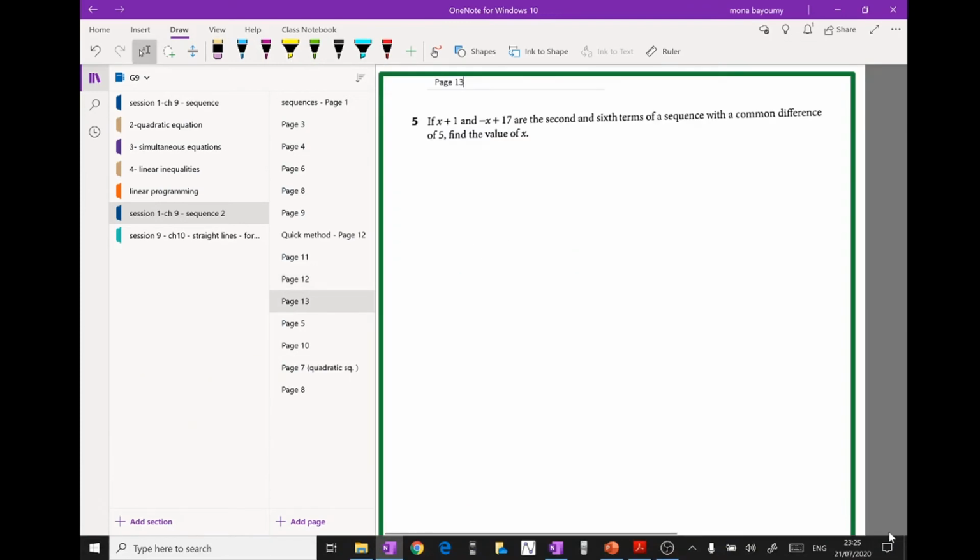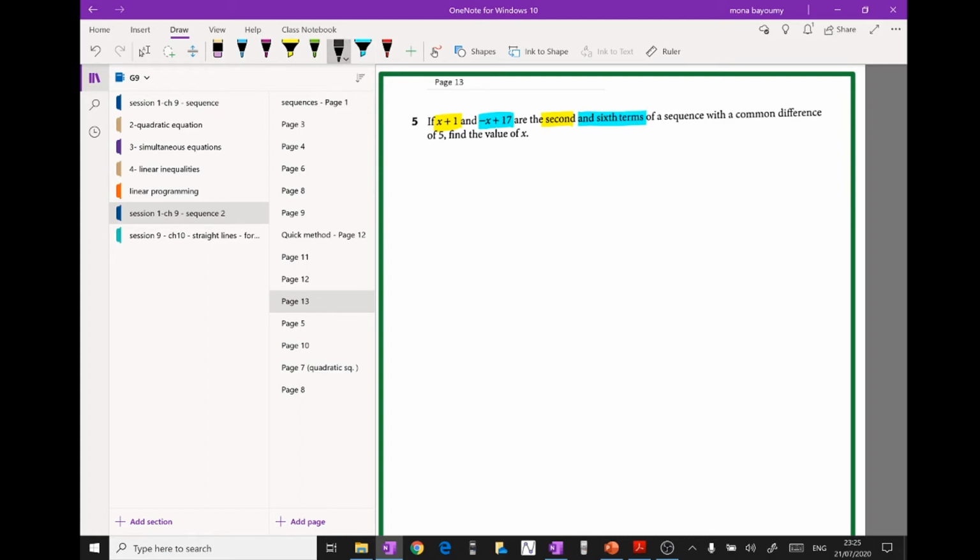Now let us go to this exercise. I think it's very easy and so funny. If x plus 1 and negative x plus 17 are the second and the sixth term of the sequence with a common difference 5. Wow, it's so easy. Here x plus 1 and negative x plus 17. X plus 1 is the second term, and negative x plus 17 is the sixth term.